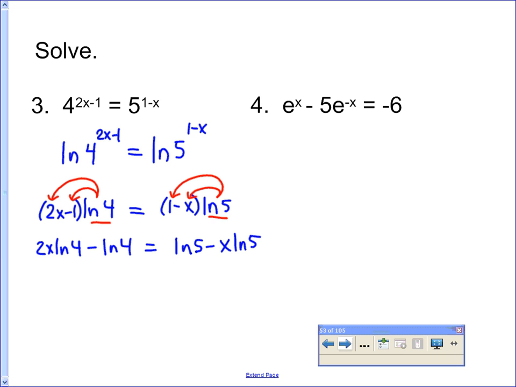At this point, you should recognize that you have an x on each side of your equation, and the idea is to isolate x. So what we want to do is get all of the terms involving an x on one side and all the constants on the other side. So I'm going to keep my 2x natural log of 4 here. I'm going to add my x natural log of 5 to both sides. I will move my natural log of 4 over and keep my natural log of 5 on the right side. And so I end up with this.